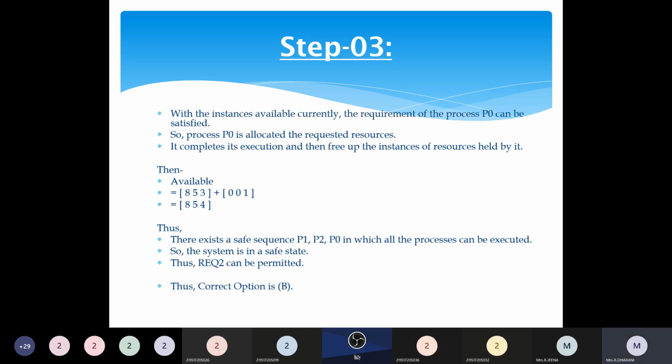So with the instance available currently, the requirement of the process P0 can be satisfied. So the process P0 is allocated the requested resources. After using the resources, it will be freed. So available is equal to 853 plus 001, which is equal to 854. Okay, thus there exists a safe sequence in the order P1, P2, P0, in which all the processes can be executed. So the system is in safe state, so that the request can be permitted. So finally, the correct option is B.